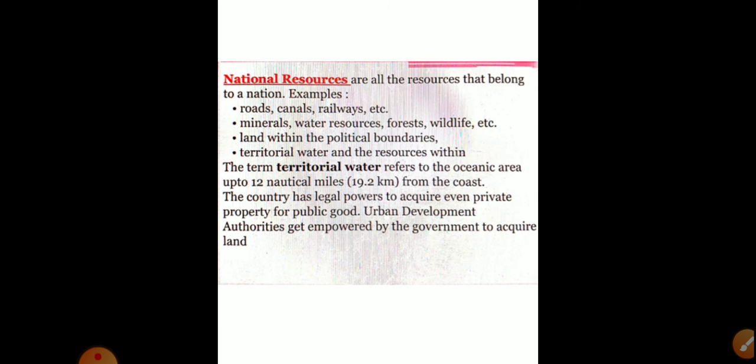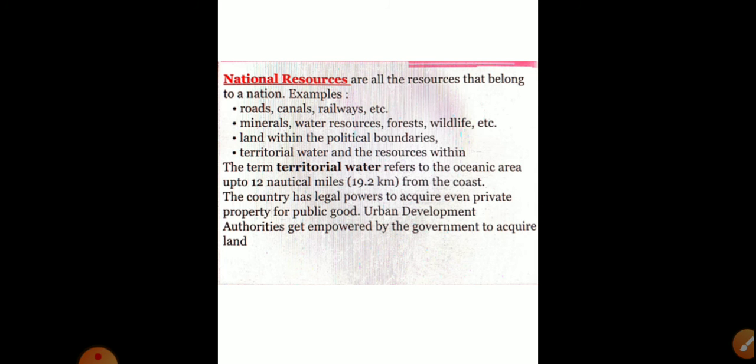Urban development authorities are empowered by the government to acquire land within the political boundaries, and oceanic area up to 12 nautical miles from the coast, termed as territorial water, and resources therein belong to the nation. For example, all mineral resources, water, land, forest and wildlife, all these will become national resources.